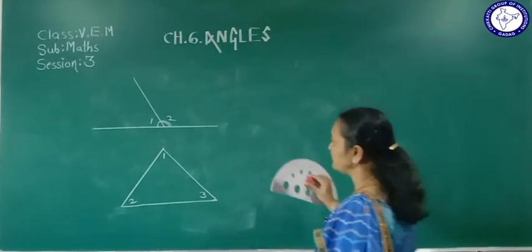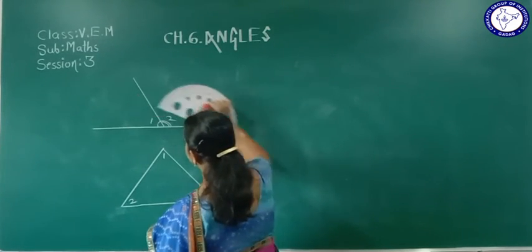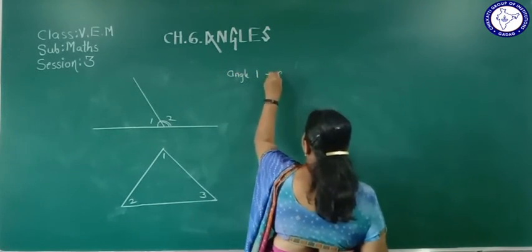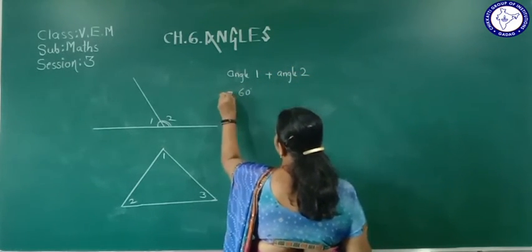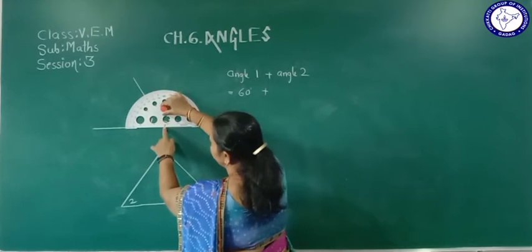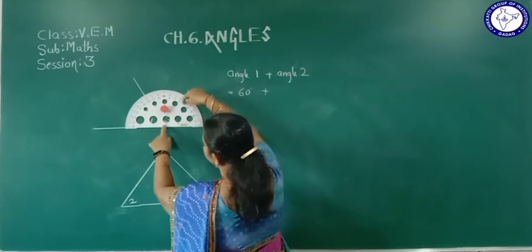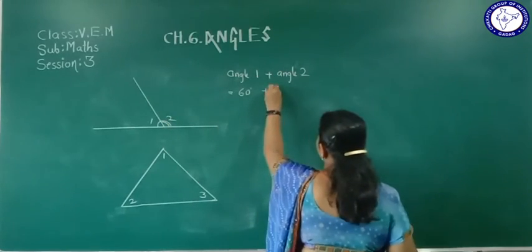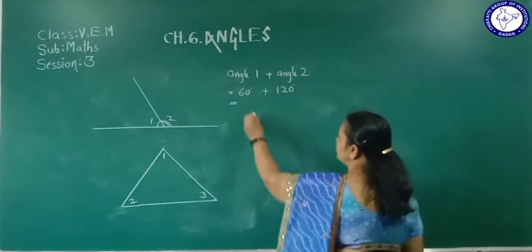So here first figure, let me measure angle 1. Here angle 1 is 60 degree. Angle 1 plus angle 2. Angle 1 is 60 degree plus angle 2 let me measure. Keep on this vertex. Now measure from here 0, 10, 20, 30, 40, 50, 60, 70, 80, 90, 100, 110 and 120. So angle 2 is 120. If you find the sum of both, you will get 180 degree.